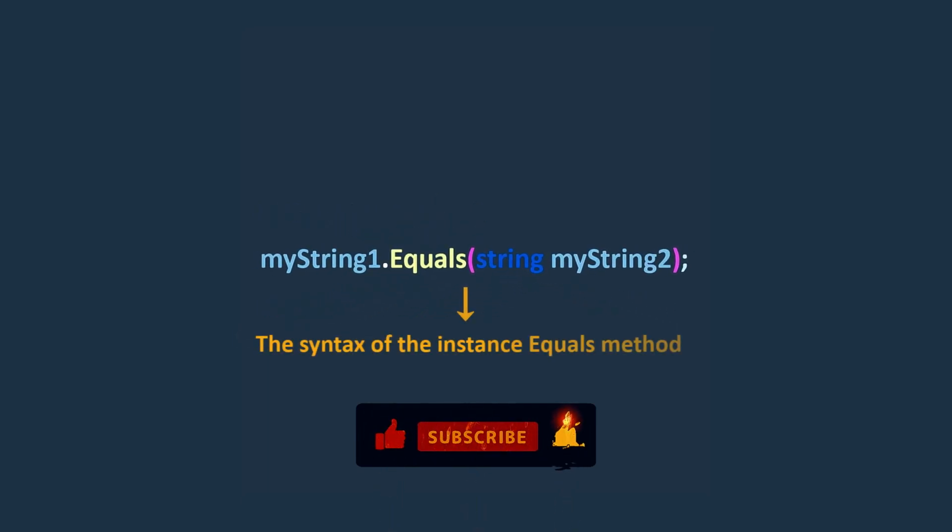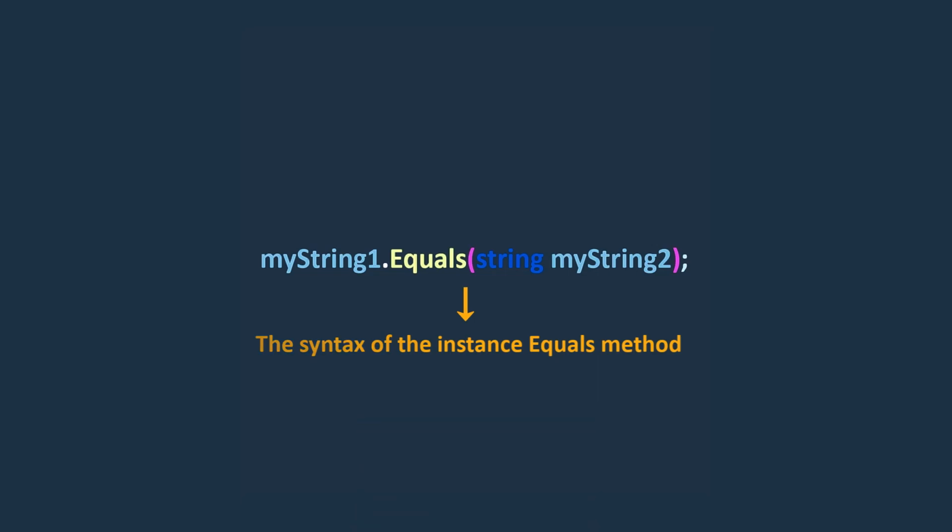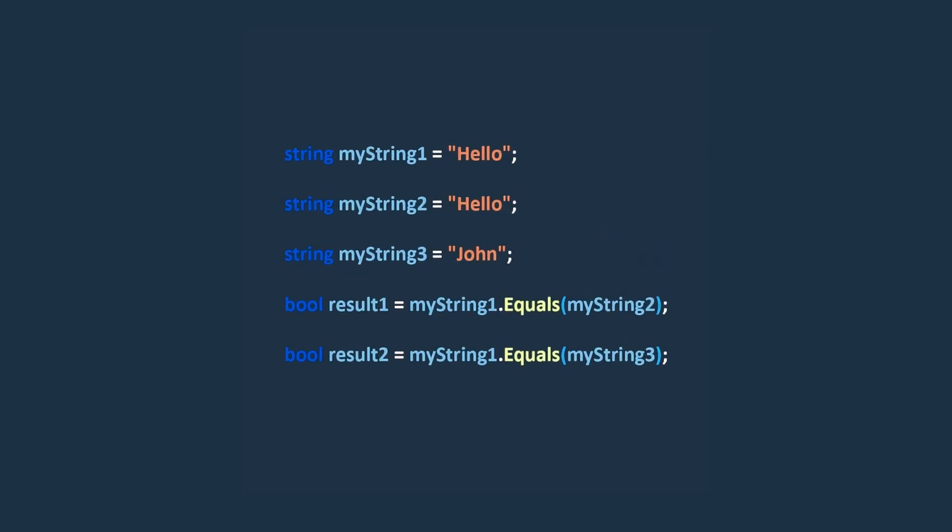Alright, as mentioned earlier, the equals method can also be used in the instance context. In this scenario, the method is invoked on a string object or instance and takes another string as a parameter. For example, here, the equals method compares the contents of the MyString1 and MyString2 and returns true because they have the same value. And after comparing MyString1 and MyString3, returns false.